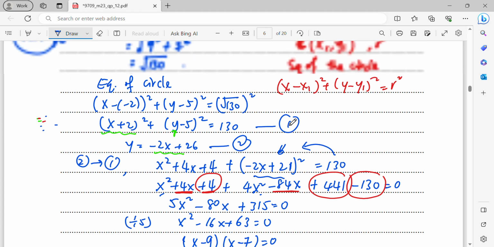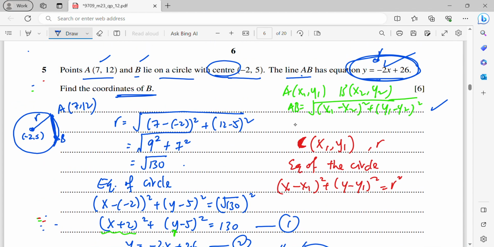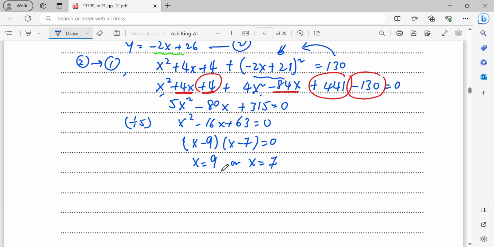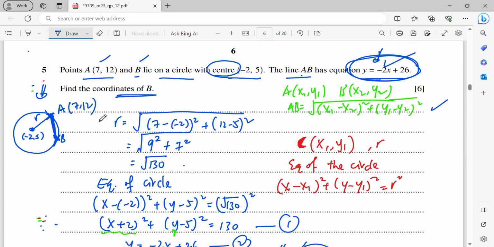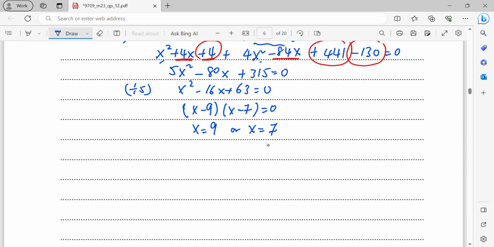But now, look at the question here, or look at the diagram over here. From the diagram, I know that A is the intersection point between the line AB and the circle, and so goes to the B. So that's why you are getting 2x here, because one for A, one for B. Now, your A x coordinate is 7. That means now your B must be x equals 9. When x equals 7, that is for point A. Therefore, for point B, the x must be 9.